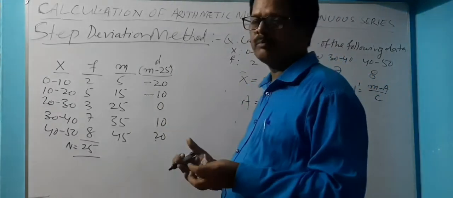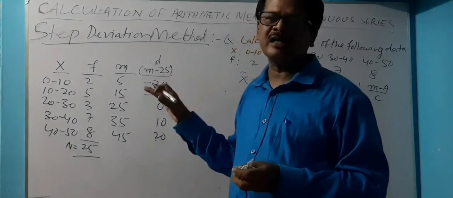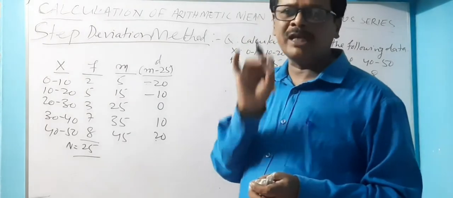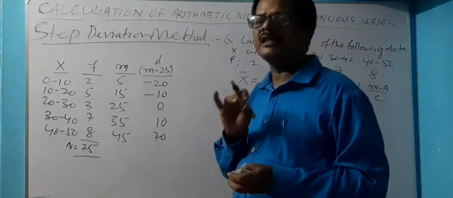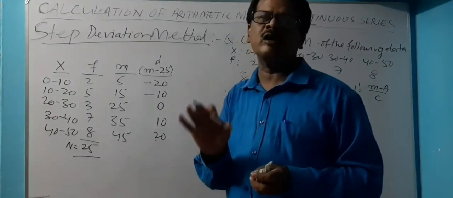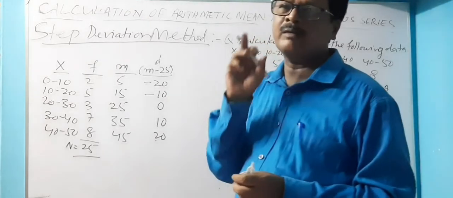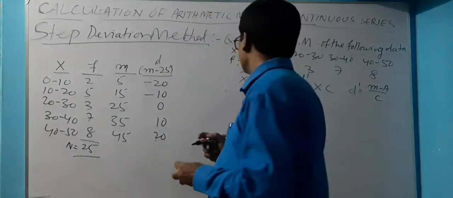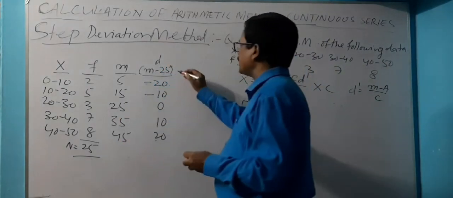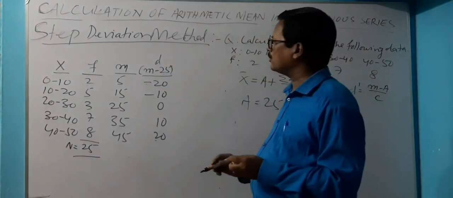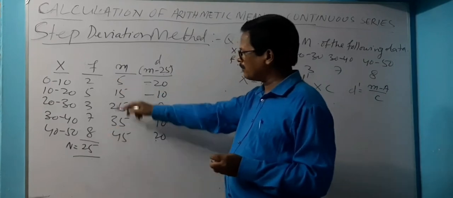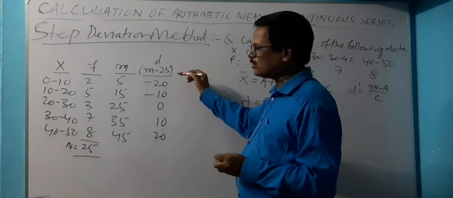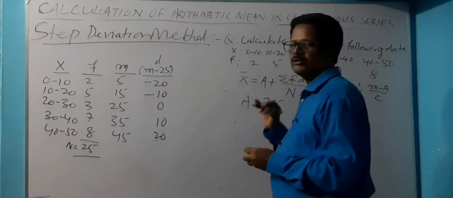I have already proved it in our first part that whatever the assumed mean may be taken, it must be nearer to mid value or the mid value. So here we have taken a is equal to 25. Write down 4 columns: x column, f column, m midpoints, m minus a. Here also we have taken a is equal to 25.